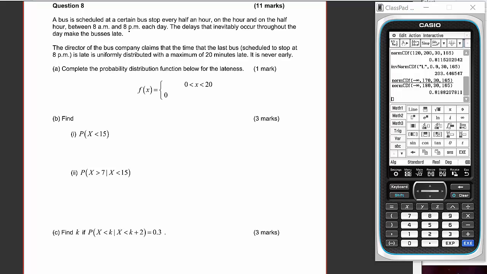A bus is scheduled at a certain bus stop every half an hour, on the hour and on the half hour, between 8 a.m. and 8 p.m. each day. The delays that inevitably occur throughout the day make the buses late.